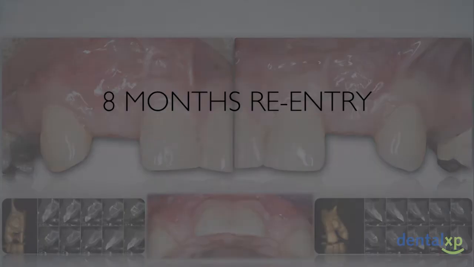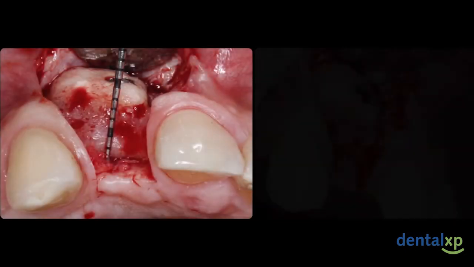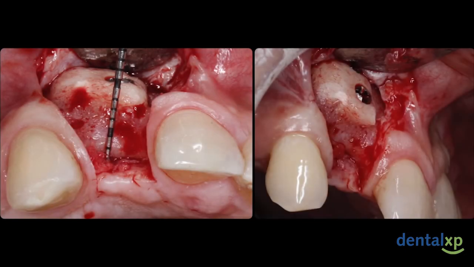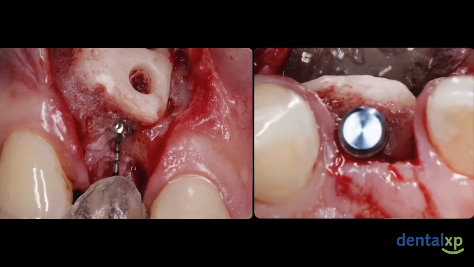At 8 months re-entry, we started with re-entering the allogenic block site, and you could see the allogenic block appears to be well incorporated with minimal resorption of the graft. Following ensuring the graft stability, our implant was placed in accordance to the final restorative margin, and you can appreciate from the occlusal view that we were able to achieve that 2 to 4 millimeters of bone buccal to the implant with a dense cortical plate for added long-term stability of that buccal contour.